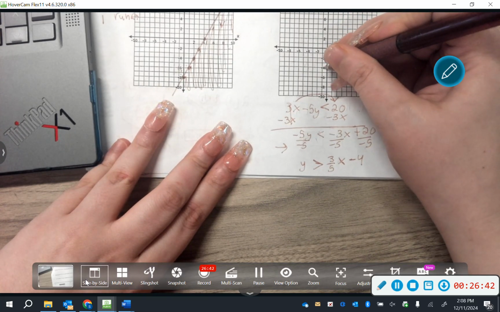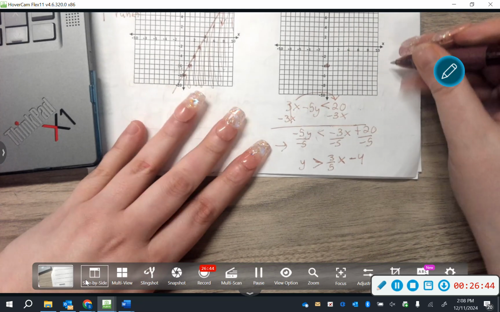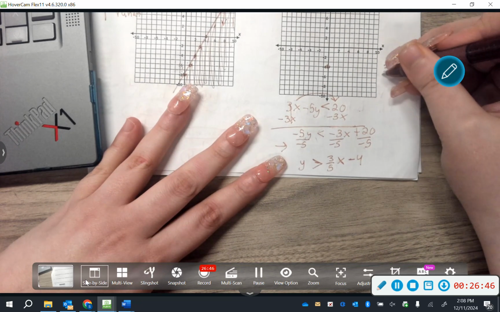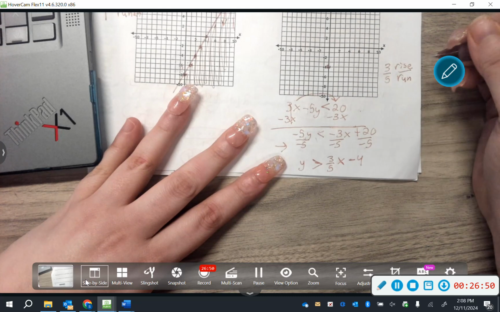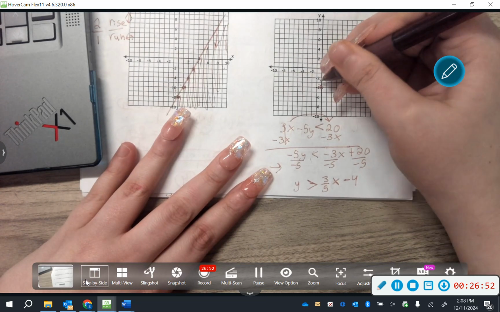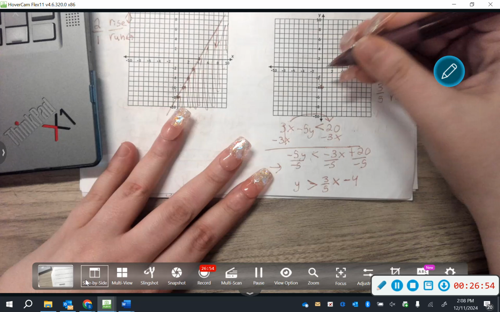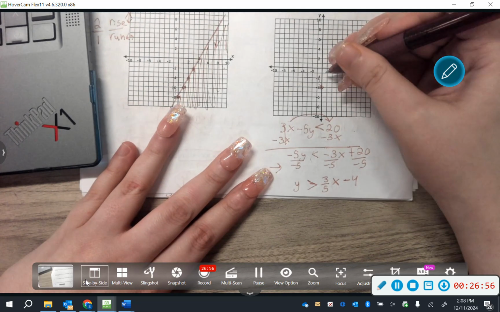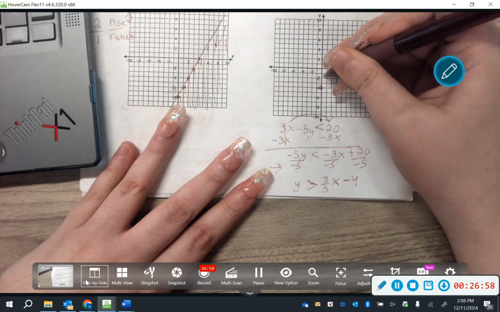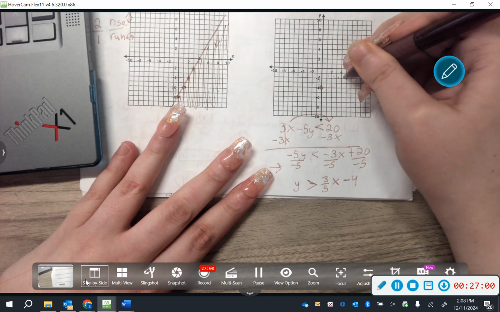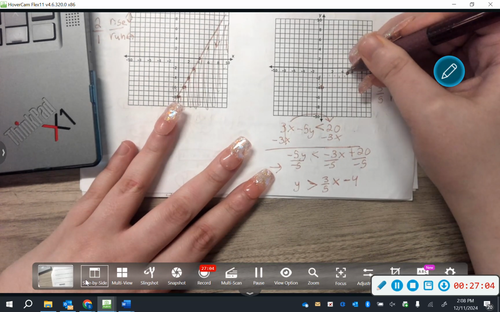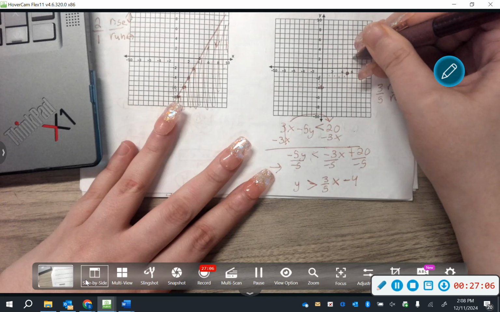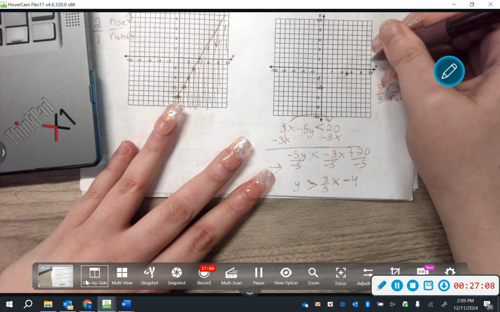And plot that point. My rise over run is 3/5, 3 over 5. So that means I'm going to go up 3: 1, 2, 3. And if I want it to be positive, I'm going to go to the right 5: 1, 2, 3, 4, 5. I'm going to have a point here. Up 3 over 5.